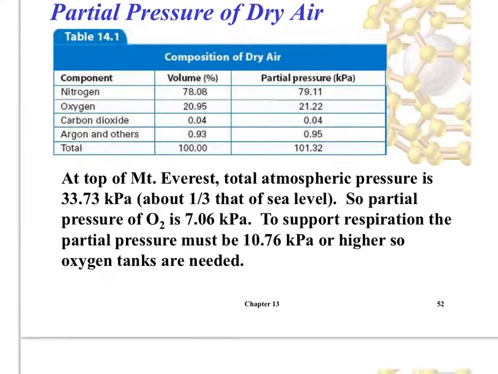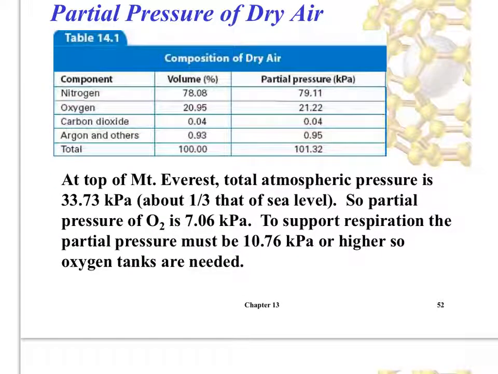So here's air like we said. 78% of air is nitrogen. The pressure that's due to the collisions of the nitrogen is 79.11 kilopascals. Oxygen is 20.95%, so almost 21% of the air, and in kPa, it contributes 21.22 kPa. Carbon dioxide is 0.04, argon and others are 0.95. So if you add all the gases up together that make up air, 100% of air, the pressure at sea level is 101.32 kPa.